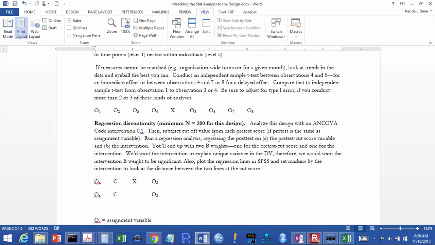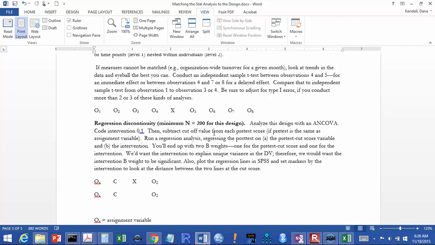So the way that we do the analysis for it is code the intervention 0, 1. Again, just 0 means no one in the group got the intervention, and 1 is those people did receive it, and then subtract off the value of each pretest score.